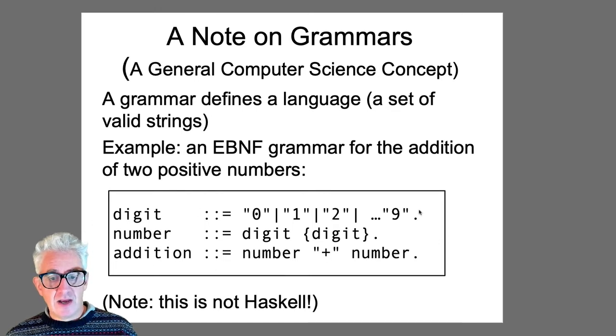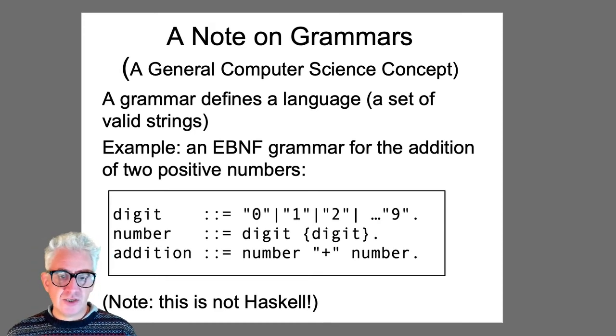So here is a grammar for representing expressions in a very small language for writing numbers and addition of numbers. And so we define various syntactic categories. Digits are any one of these things. Numbers is a digit followed by 0 or more digits. So that's what these curly brackets mean, 0 or more digits. And addition is a number followed by the plus symbol followed by another number. So the quotes here are nothing to do with Haskell quotes. These are just quoting literals in the EBNF formalism.